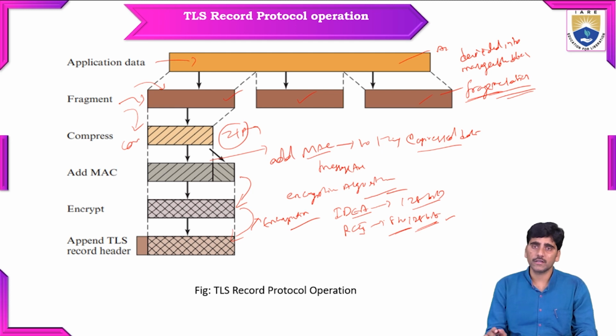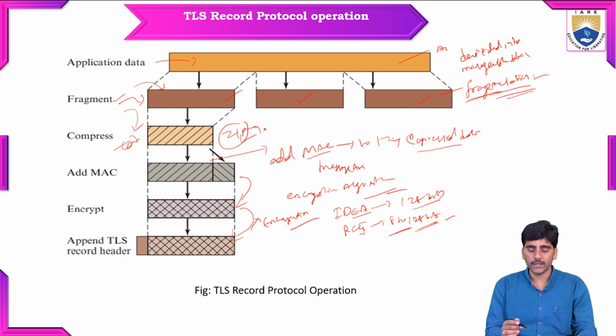The application data which is taken from the server is to be converted into fragments. Each and every data is converted into fragments. So this entire operation is called what? Fragmentation. So an individual block is called a fragment. The next step is to perform the compression of each and every individual fragment, with the help of a compression algorithm.